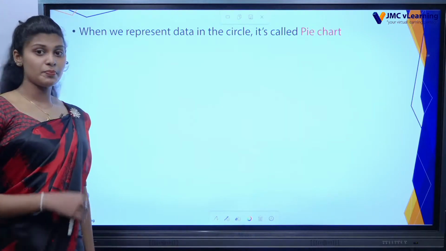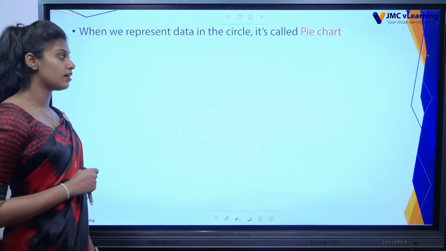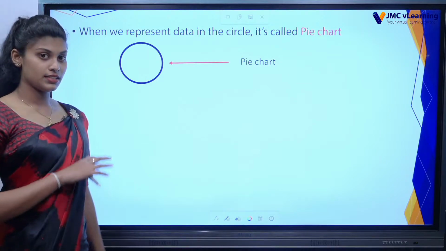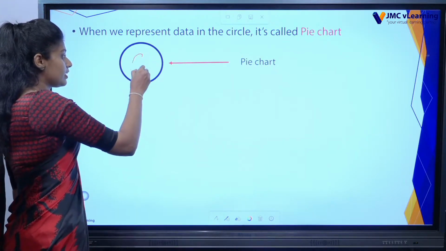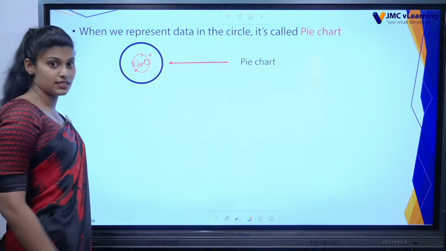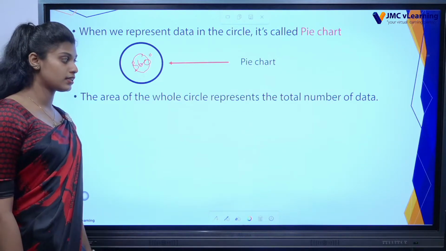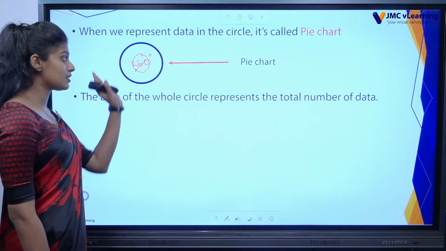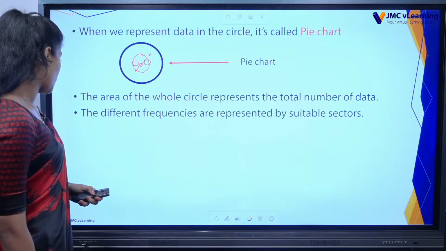Then when we represent the data in a circle, it's called a pie chart. To draw a pie chart you have to draw a circle. This is one kind of pie chart. How many degrees are inside this one? It is 360 degrees. The area of the whole circle represents the total number of data. That means this whole circle means the total number of data.